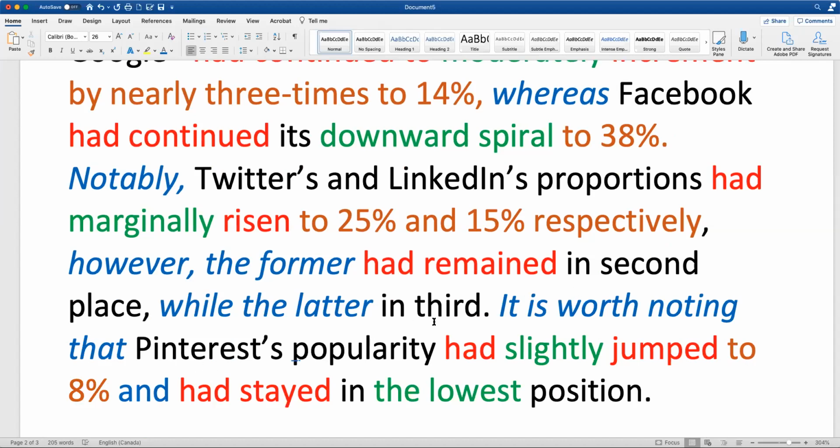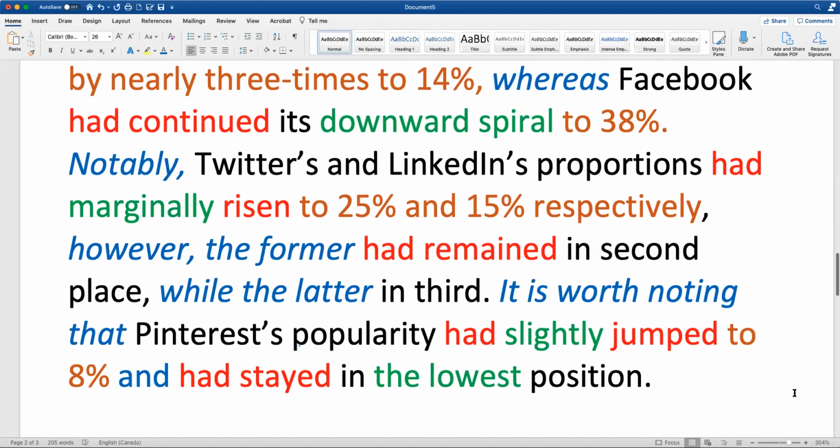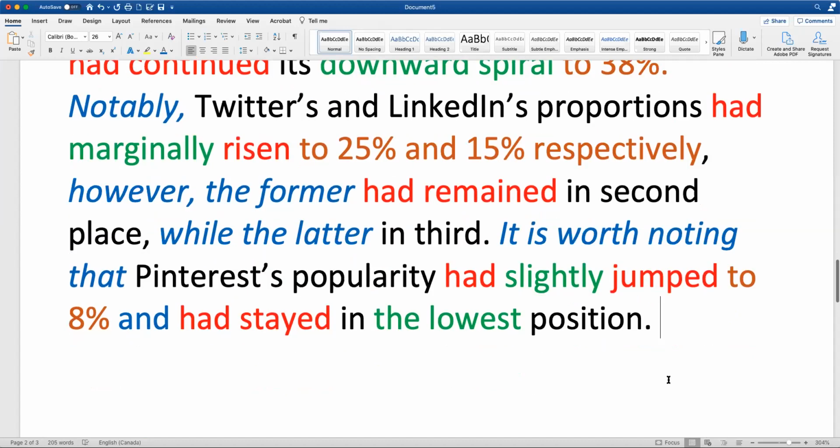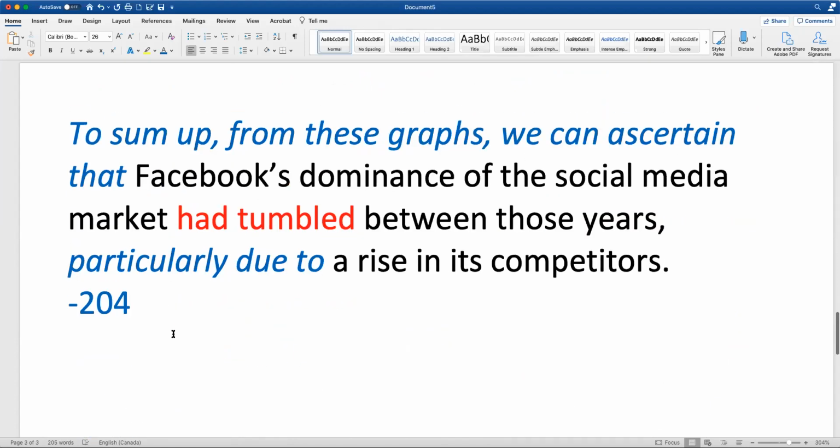And then we mentioned Pinterest. Go ahead, Curlia. It is worth noting that Pinterest popularity had slightly jumped to 8% and had stayed in the lowest position. Okay. Good, and then we summarize everything at the bottom. Go ahead, Micheline. To sum up, from this graph, we can ascertain that Facebook's dominance of the social media market had tumbled between those years, particularly due to a rise in its competitor. Exactly.